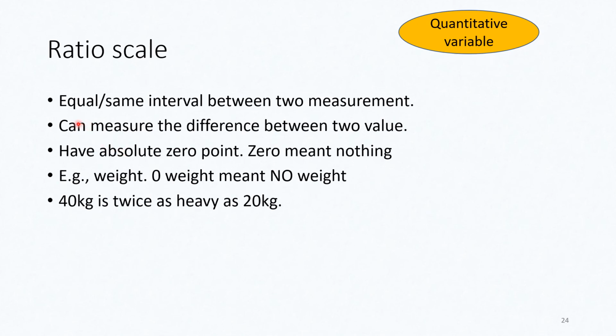For ratio scale, it's the same as interval scale, equal intervals between two measurements. But ratio scale has an absolute 0 point, meaning 0 is nothing. For example, weight. 0 weight means no weight.